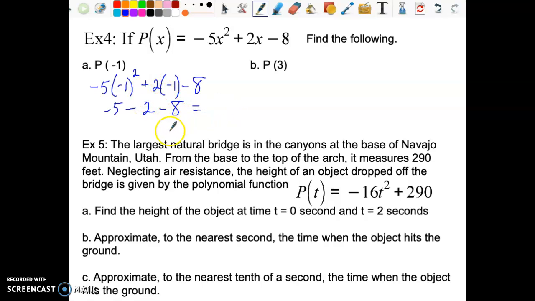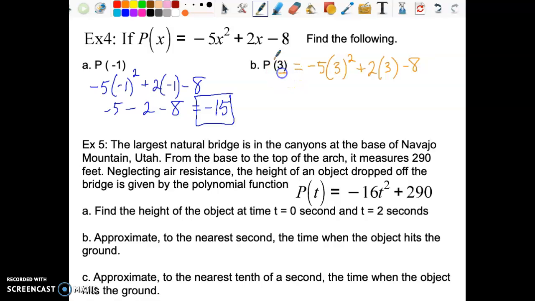So -5 minus 2 is -7 minus 8 is -15. All right, and then just change colors. This next one's the same thing. Just make sure you square before you multiply.